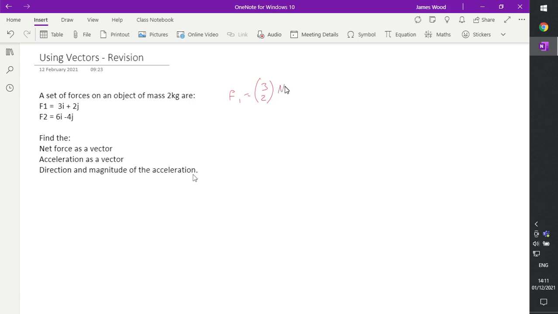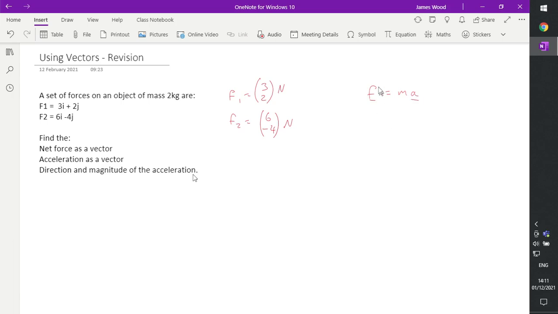That means 3 newtons right and 2 newtons upwards. And then F2, 6i minus 4j. So that's 6 newtons to the right and then 4 newtons down. And they're both acting on a mass of 2 kilograms. And we've got to find the net force, or the total force, the acceleration, and then the direction and magnitude of the acceleration.